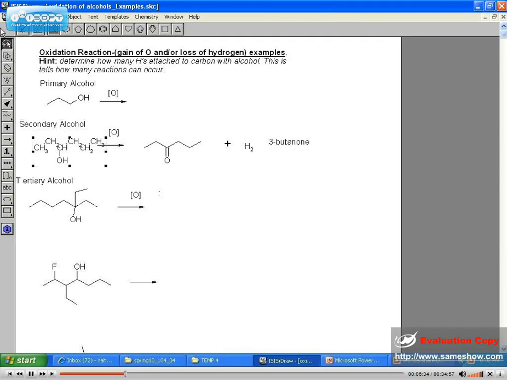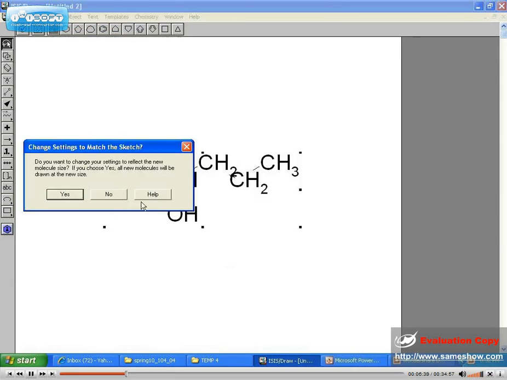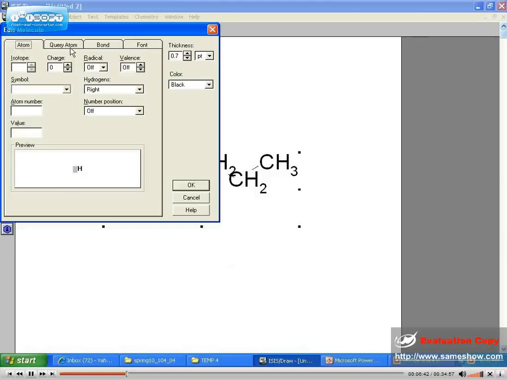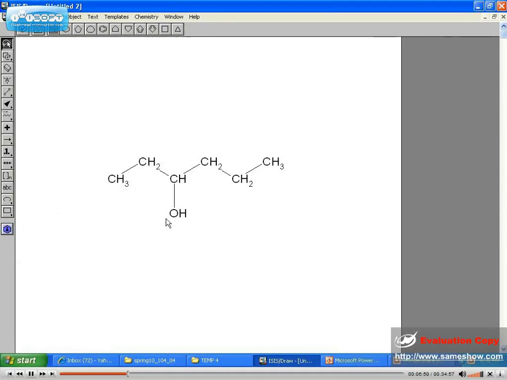Let me go ahead and create a temporary new page, and I'll blow this up so that way you can see a nice example right here. I'll make the font a little bit smaller. There we go. Now, this alcohol again is connected to this carbon right here. It's this carbon that we're going to look at that I'm highlighting, and this tells us whether it's a primary, secondary, or tertiary alcohol.